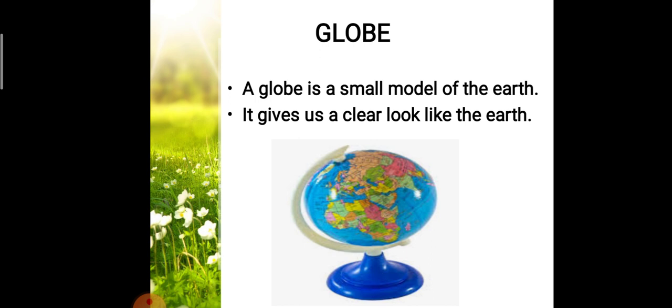When we see the globe, it is not fixed. It can be rotated the same way as a top spin or a potter's wheel is rotated. On this globe we can see different countries, different continents as well as different oceans.